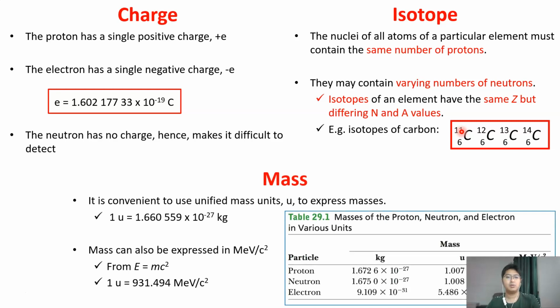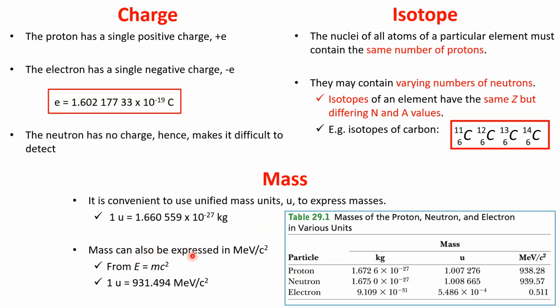Okay, the mass. It is convenient to use the unified mass unit u to express masses. So 1 unified mass unit equals 1.660559 times 10 to the power of negative 27 kilogram. So it is convenient to use the unified mass unit for the nucleus. For example, if we want to measure our weight, it is more convenient to use kilogram. If we want to measure the weight of a lorry, we usually use tons. Right.